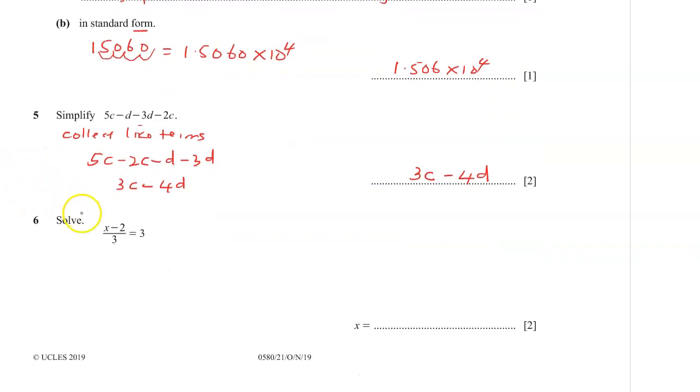Number 6. Solve this expression. So to solve this, I'll multiply both sides by 3 to remove the denominator. Therefore, this and this will cancel. What I'm left with is x minus 2 is equals to 3 times 3 is 9. And we add 2 to both sides, so x is equals to 9 plus 2, which is equals to 11. The answer here is 11.